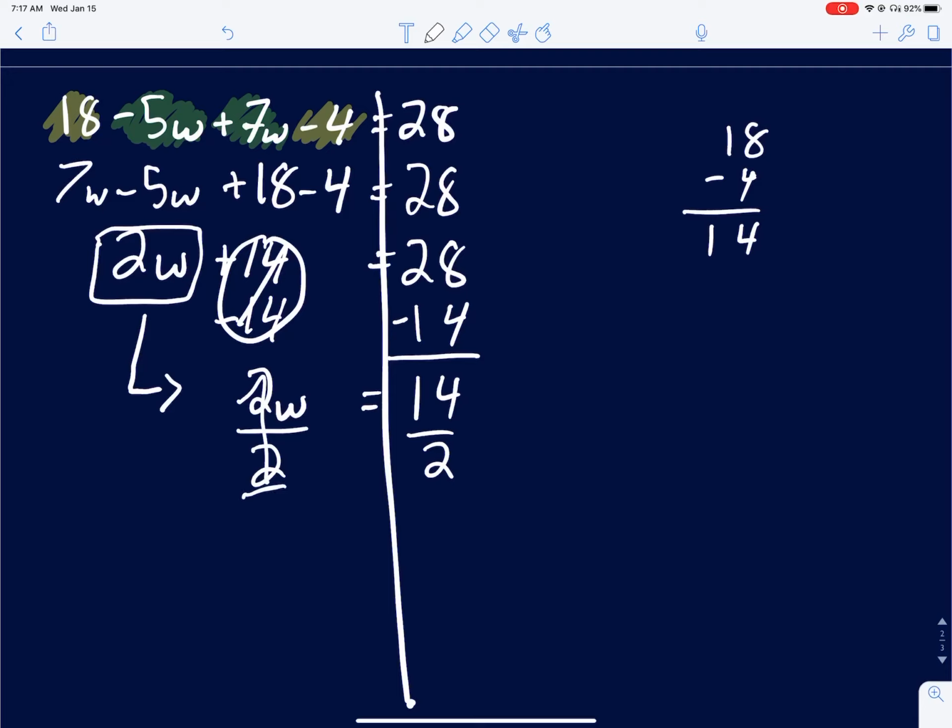2 divided by 2 is 1. W equals 14 divided by 2, which is 7. So our answer here is w equals 7. And that is how we solve a multi-step equation.